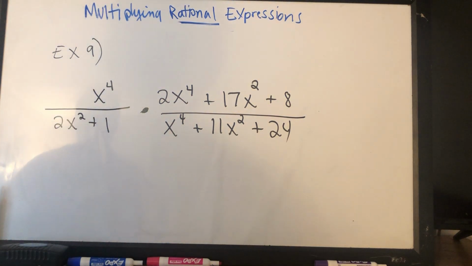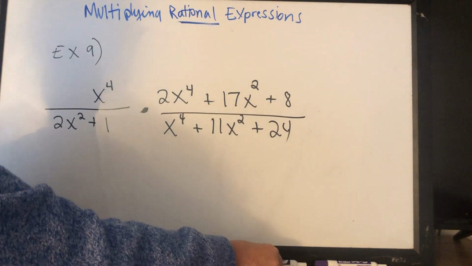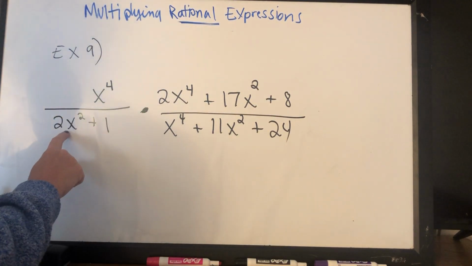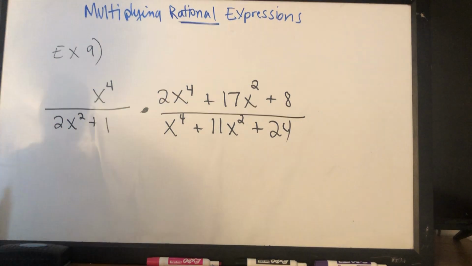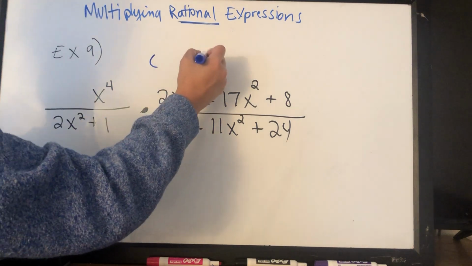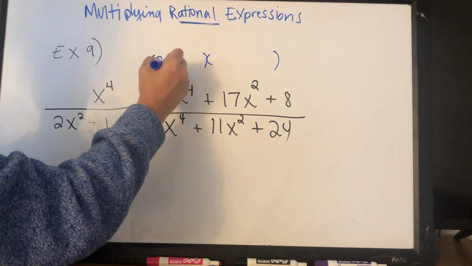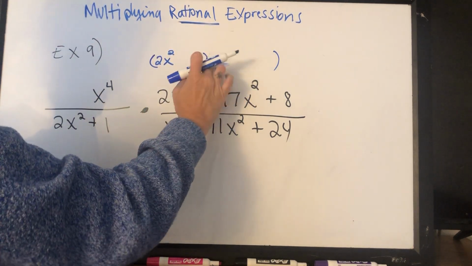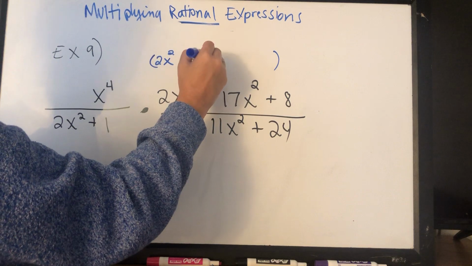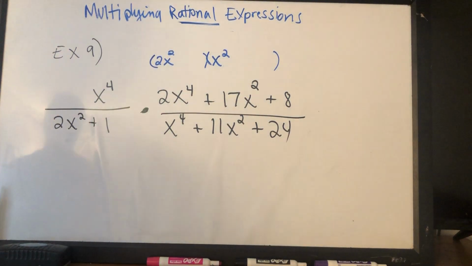So, guys, same rules. Factor, factor, factor, factor, factor. And in this one, our first fraction does not have anything that can factor. This is just an x to the fourth, and that's just a 2x squared plus 1. Okay? So we got to factor these, though. I'm going to put my 2x squared and my 2x... Nope. That would make it 4, wouldn't it? 2x squared and x squared. Okay? That's what I'm going to try here.